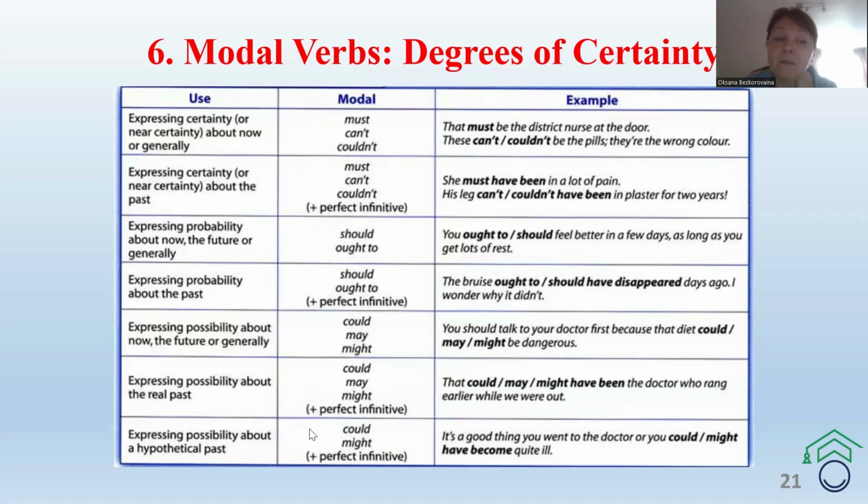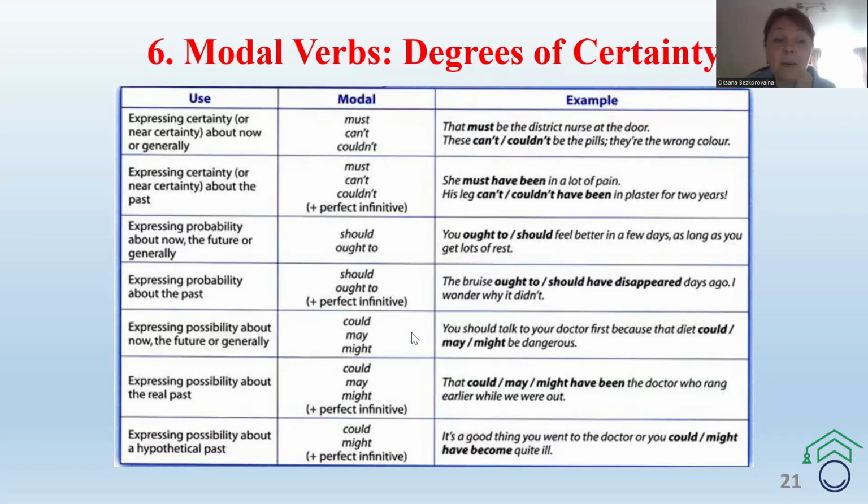Expressing possibility about the real past. Could, may, might, plus perfect infinitive. Because it's the past. That could have been the doctor who rang earlier while we were out, or that may have been the doctor, or that might have been the doctor.